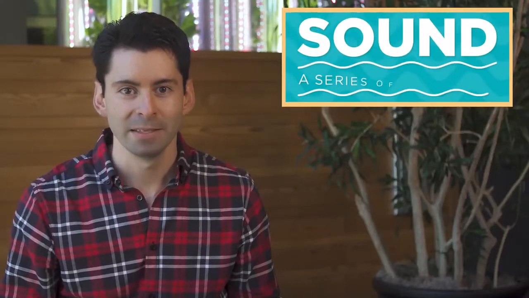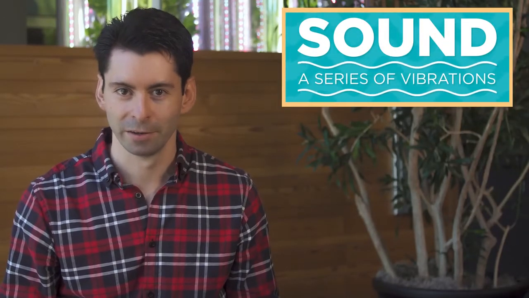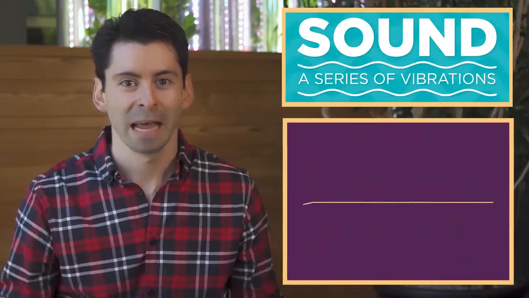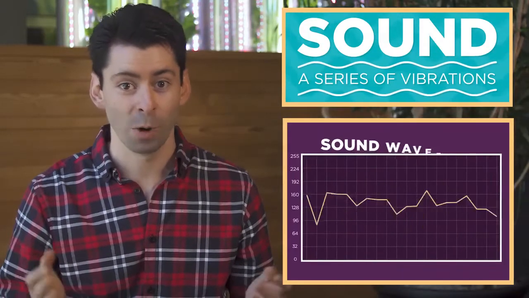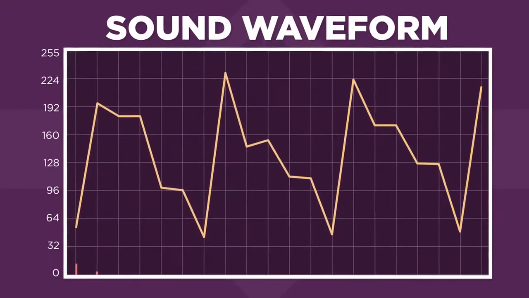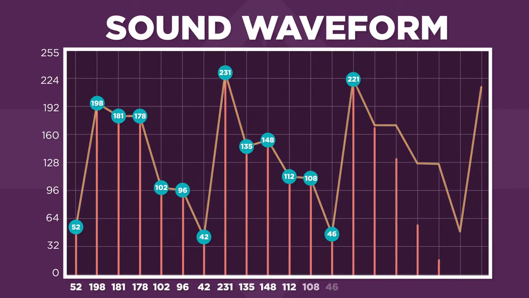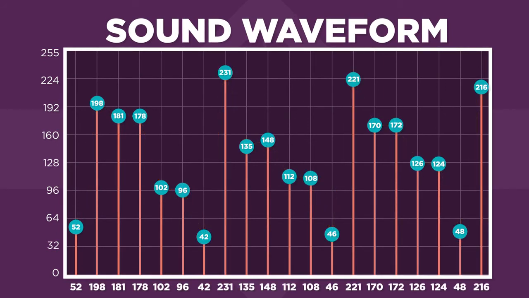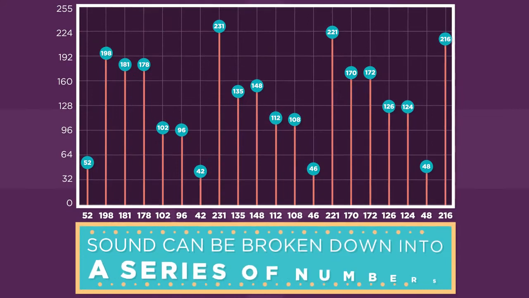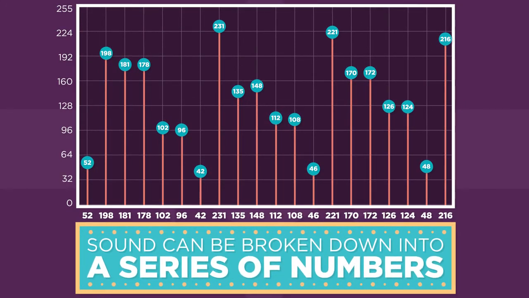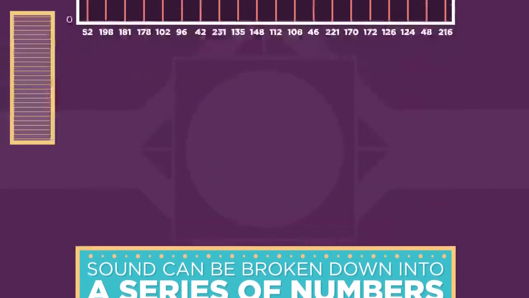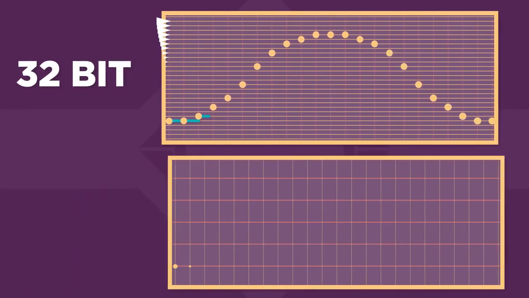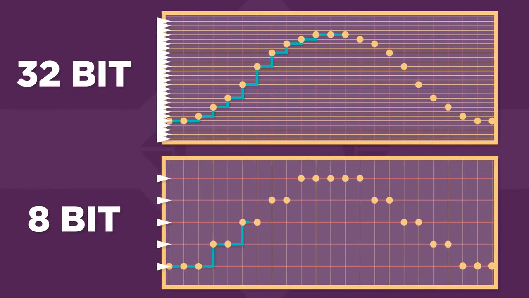Every sound is basically a series of vibrations in the air. Vibrations can be represented graphically as a waveform. Any point on this waveform can be represented by a number. And this way, any sound can be broken down into a series of numbers. If you want higher quality sound, you would pick 32-bit audio over 8-bit audio. More bits means a higher range of numbers.